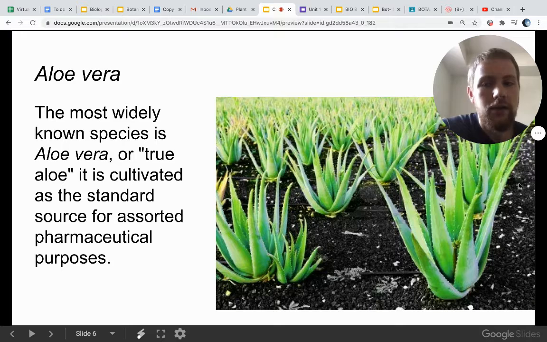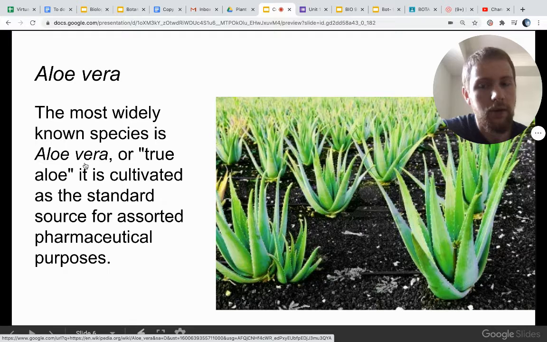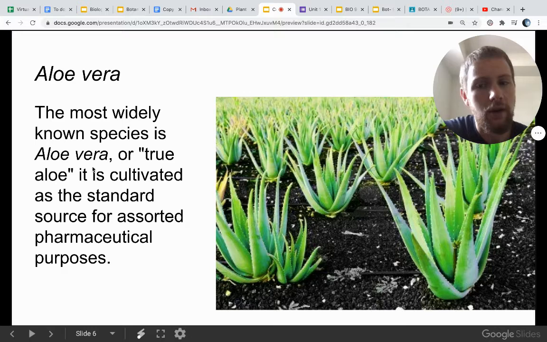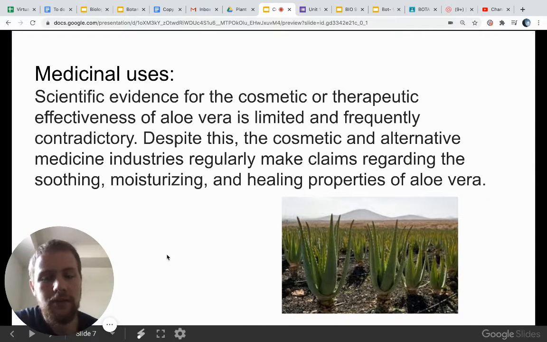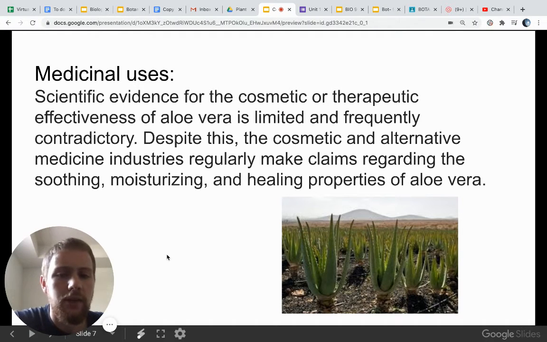The most widely known species is aloe vera, or true aloe. The suffix vera, or think of la verdad in Spanish, is truth, or veracity in English, means true. So that's all the same root word, vera. It's cultivated as the standard source for many different pharmaceuticals, including sunburn topical applications that you use as a cream on your skin, and medicinal uses. Scientific evidence for the cosmetic or therapeutic effectiveness is limited and frequently contradictory.